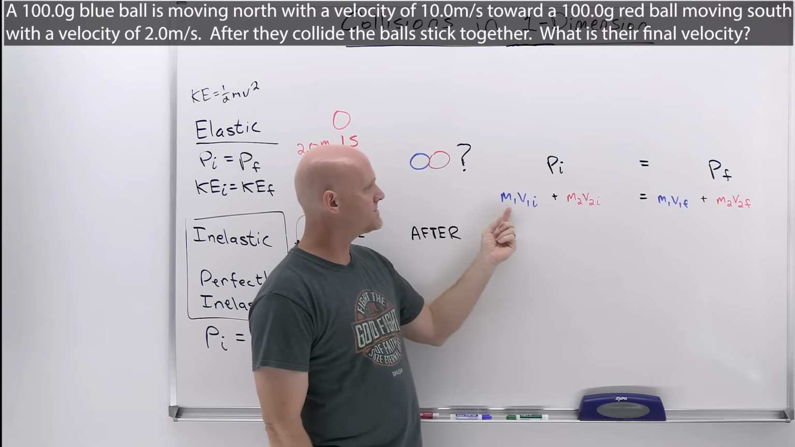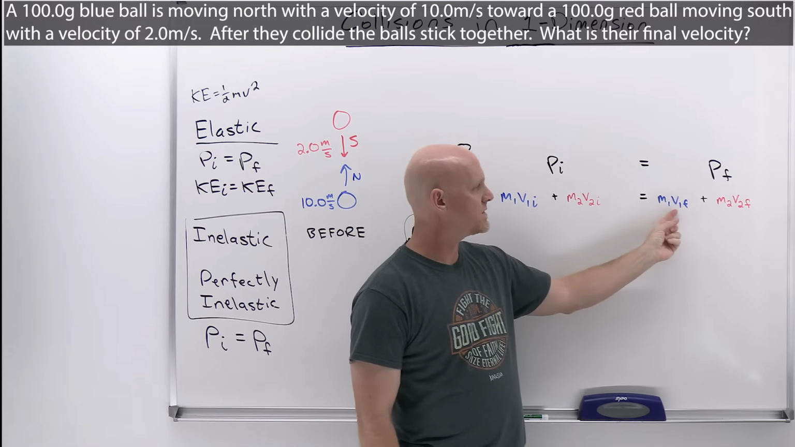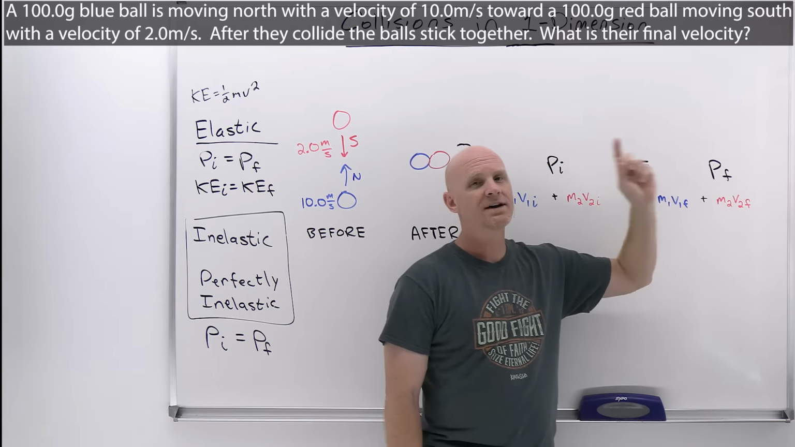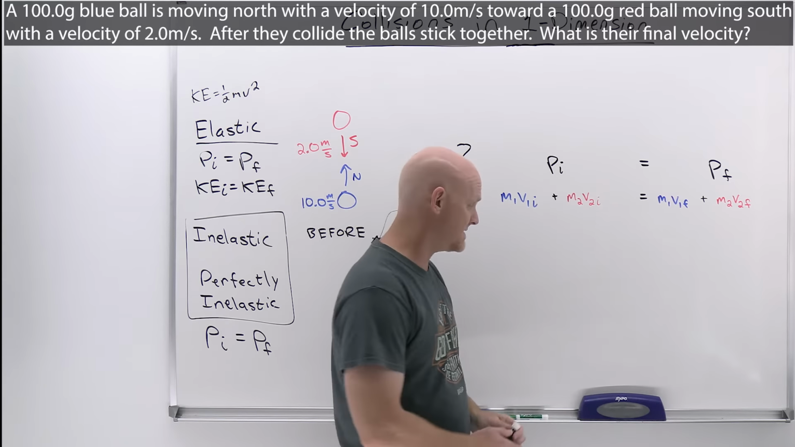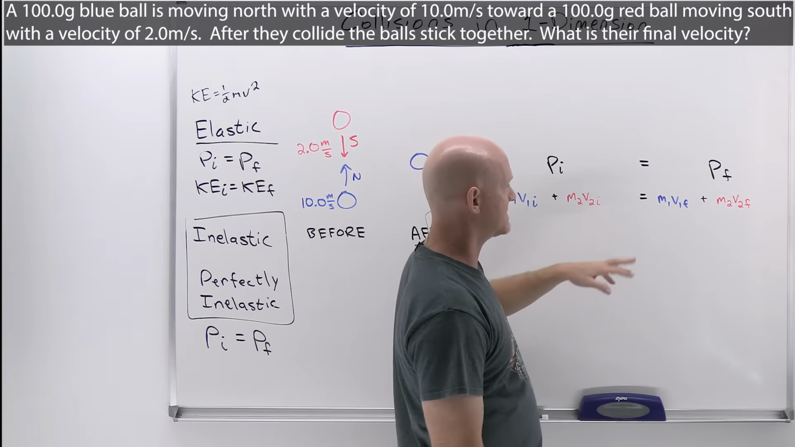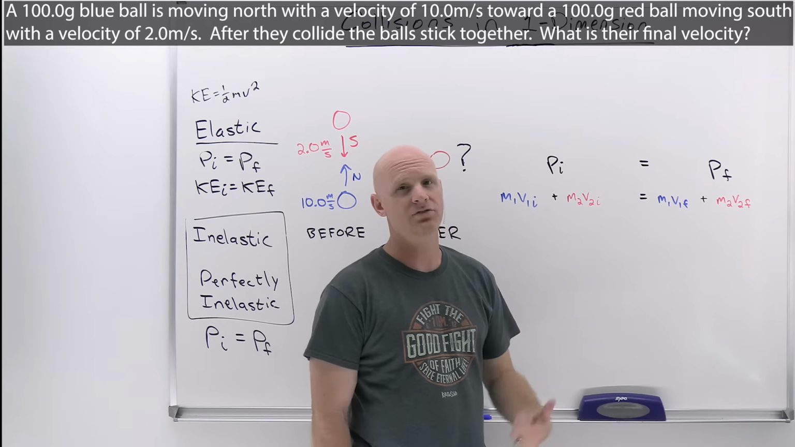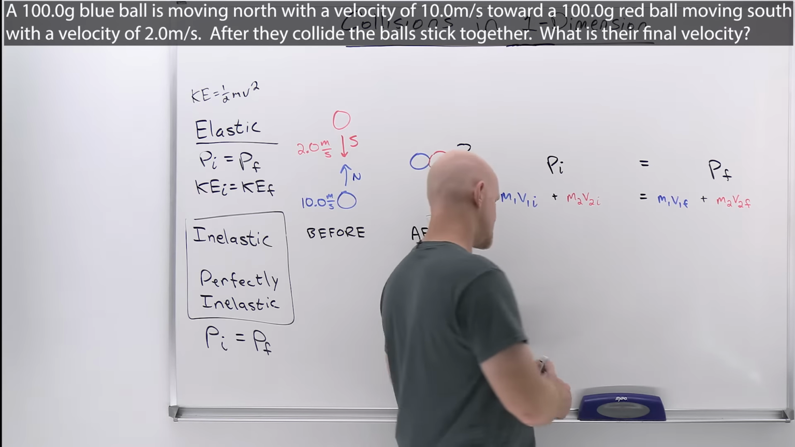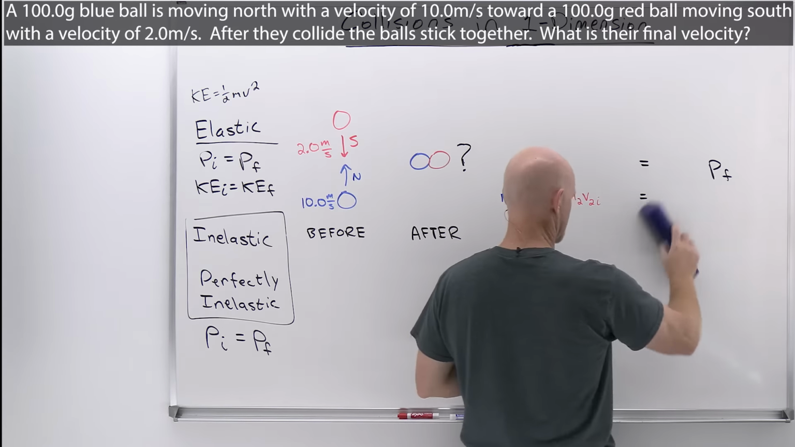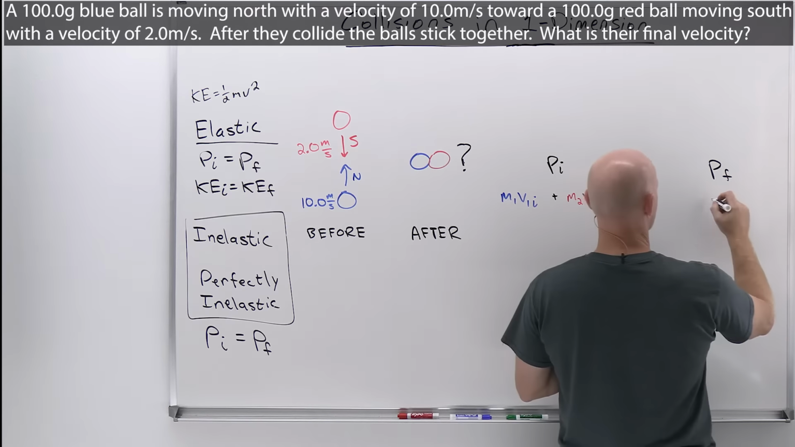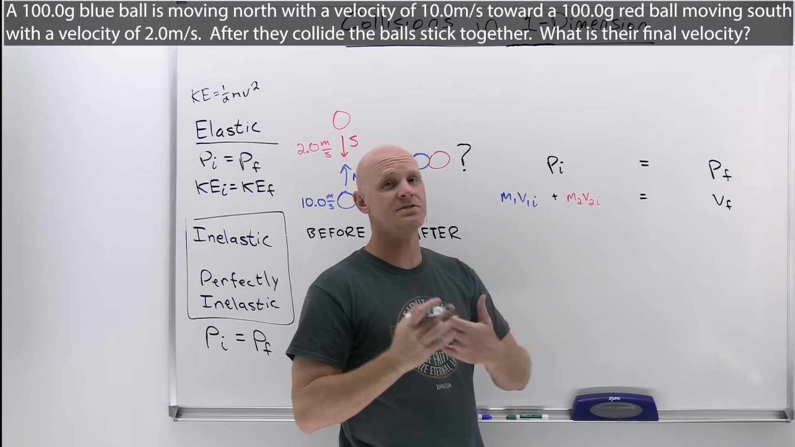So we've got m1 v1 initial plus m2 v2 initial is going to equal m1 v1 final plus m2 v2 final, except for the fact that the balls are moving together at the end. And so it turns out that the V1 final and the V2 final are the same velocity. They're moving together. And so as a result, we can factor it out and make this look like a single term with just V final. Instead of V1 final and V2 final, there's just a V final.